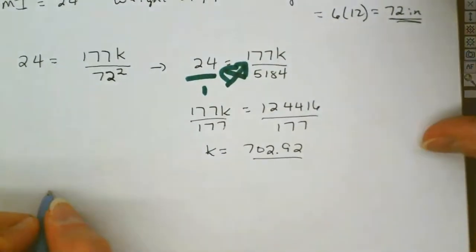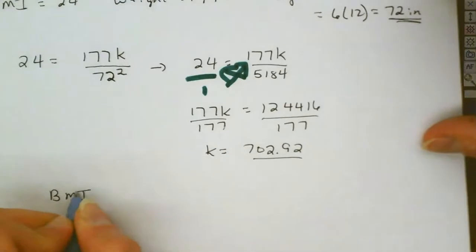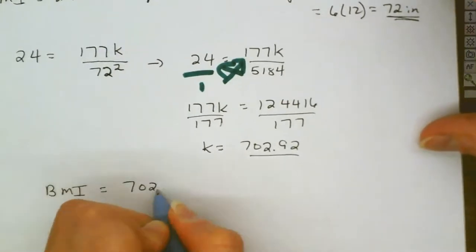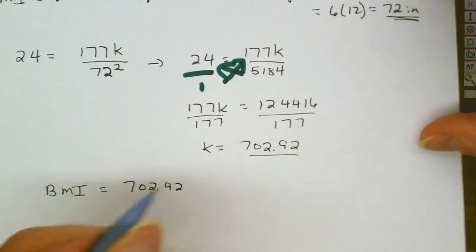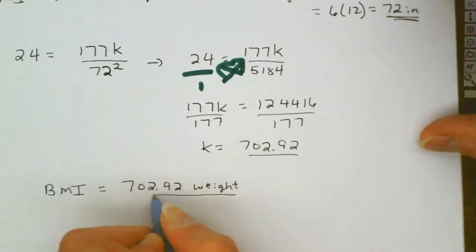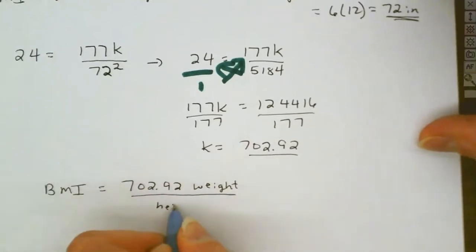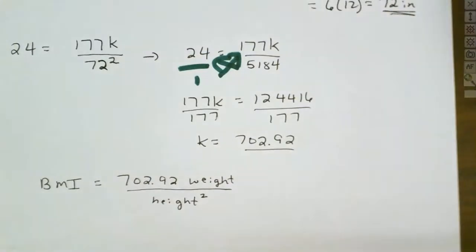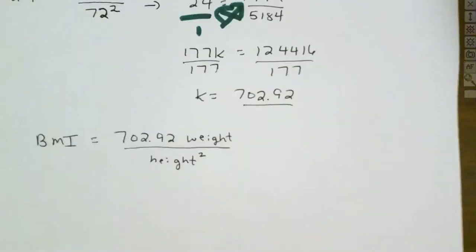Rewrite our formula. So the BMI is now going to be 702.92 times the weight over the height squared. And we want to now change this, and we want to come up with our new BMI.